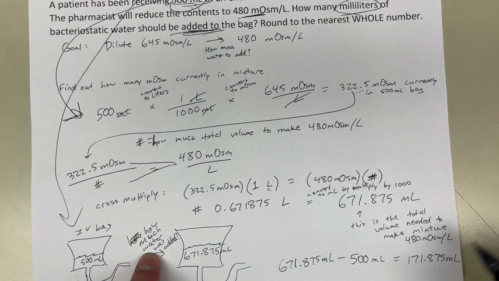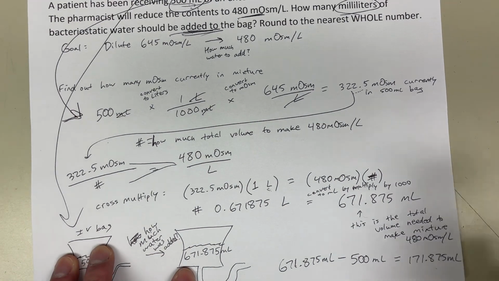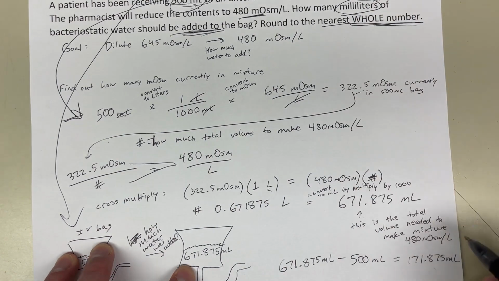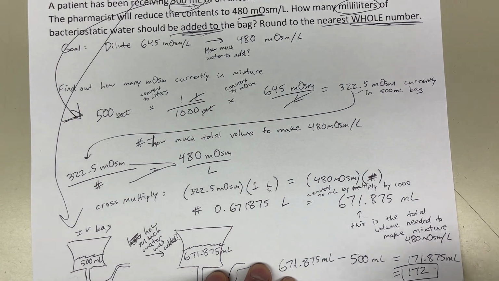That's the answer to this question right here, 171.875 milliliters. And always remember to read the instructions, round to the nearest whole number. So that's why I round this 171.875. Nearest whole number is 172. So this is my final answer that you enter into the computer, 172.